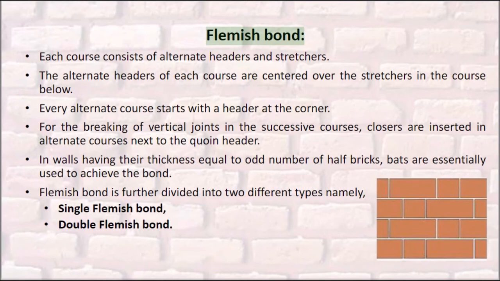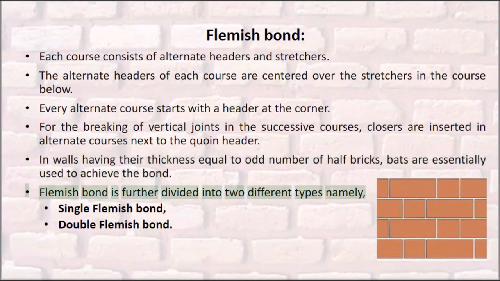Flemish bond. Each course consists of alternate headers and stretchers. The alternate headers of each course are centered over the stretchers in the course below. Every alternate course starts with a header at the corner. For the breaking of vertical joints in the successive courses, closers are inserted in alternate courses next to the coin header. In walls having their thickness equal to an odd number of half bricks, bats are essentially used to achieve the bond.